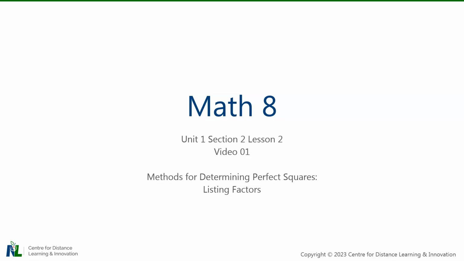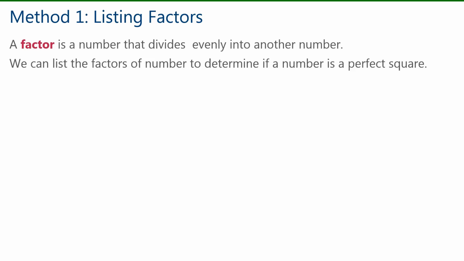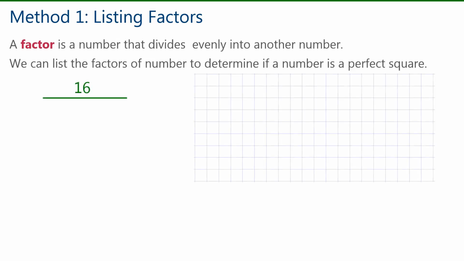The first method we'll look at in this video is listing factors. A factor is a number that divides evenly into another number. We can list the factors of a number to determine if it is a perfect square or to find the square root. For example, let's look at 16.